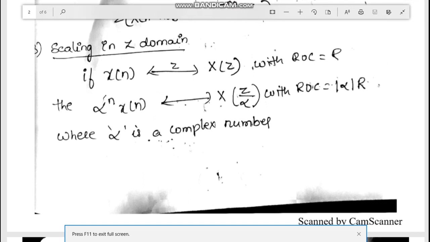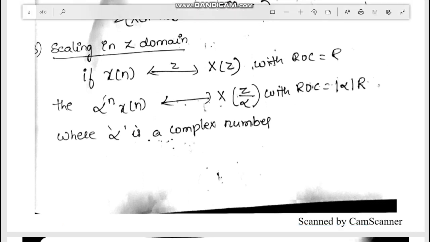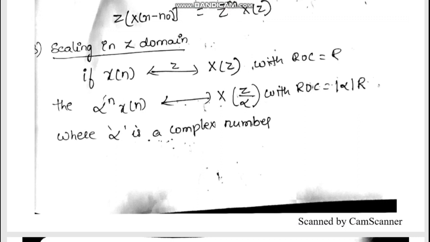The third property is scaling in z domain. Let us first define the statement: if x of n, when you apply the z transform, is x of z with ROC equal to R, then what is the input we are applying here? Scaling is nothing but this scaling factor alpha to the power of n into x of n. When you apply the z transform, you get x of z by alpha with ROC equal to magnitude of alpha times R, where alpha is a complex number. So this is the statement.